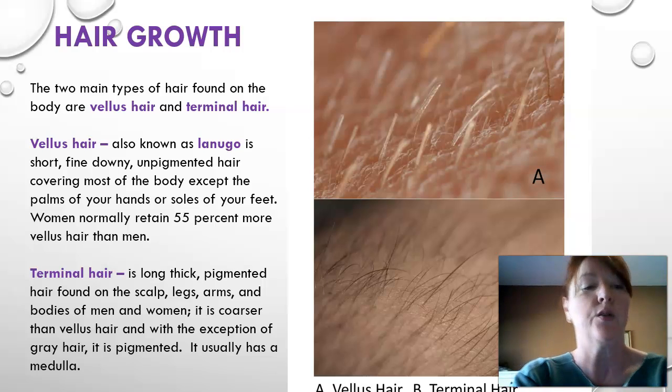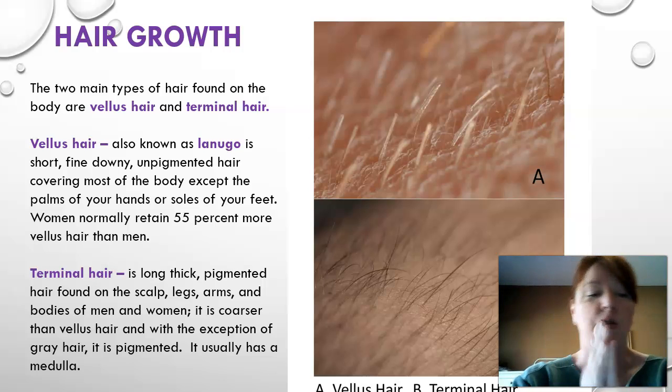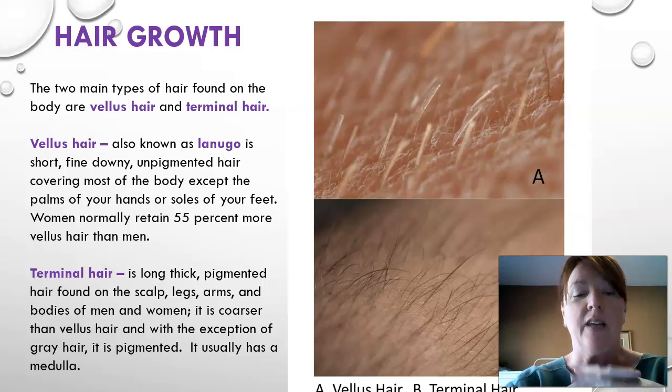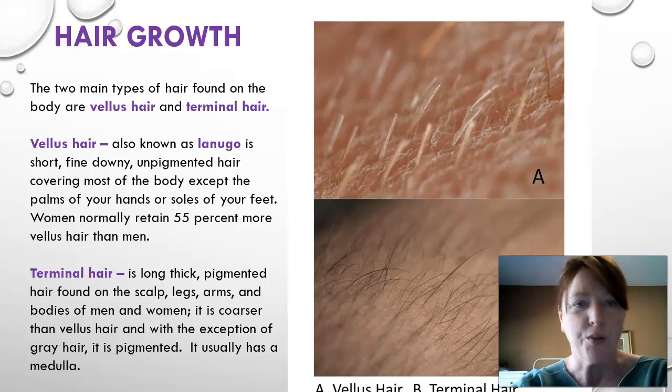Hair growth. So there are two types of hair found on the body. There is vellus hair and terminal hair. So vellus hair, also known as lanugo, is short, fine, downy, unpigmented hair covering most of the body except the palms of your hands and the soles of your feet. Women normally retain 55% more vellus hair than men. So vellus hair is like the little hair on your arms, your hands.